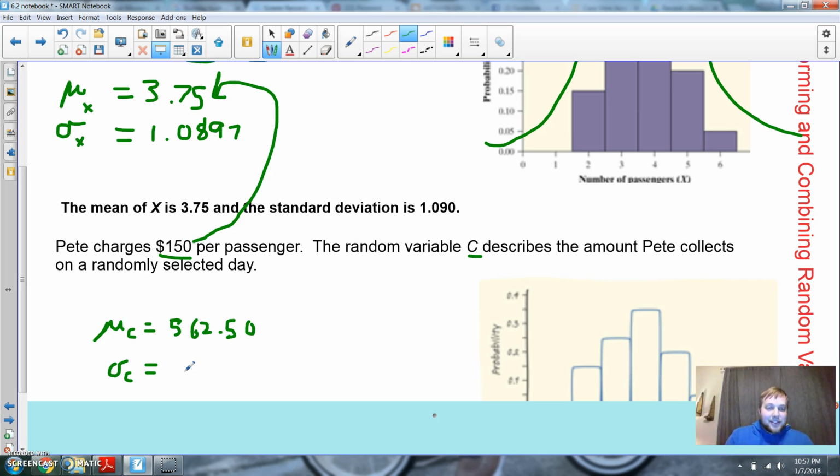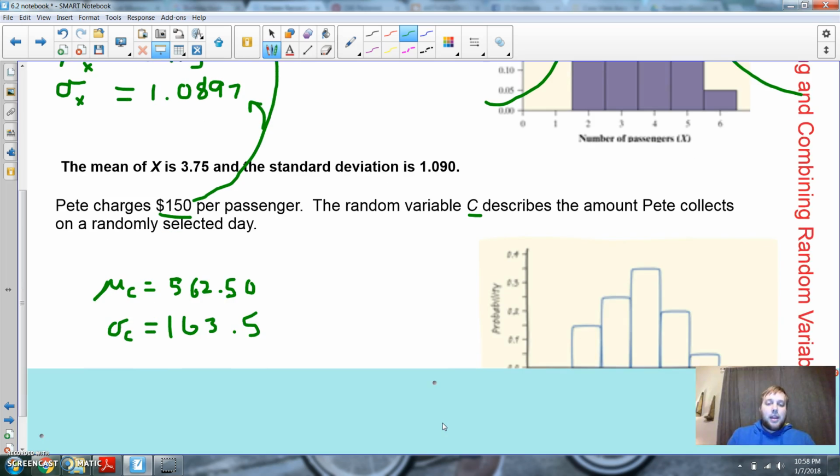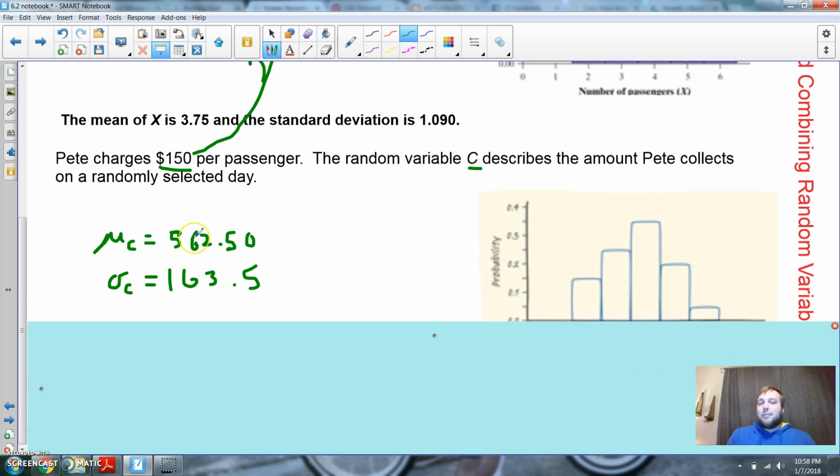Anyways, let's see. I'm going to take 1.09, and that is also going to get 150. So 150 times 1.09, and I get $163.50. So it could vary by $163.50 a day also. You know what? Pete might be able to double this. If it's a half-day tour, he might be able to do 2 tours in a day.